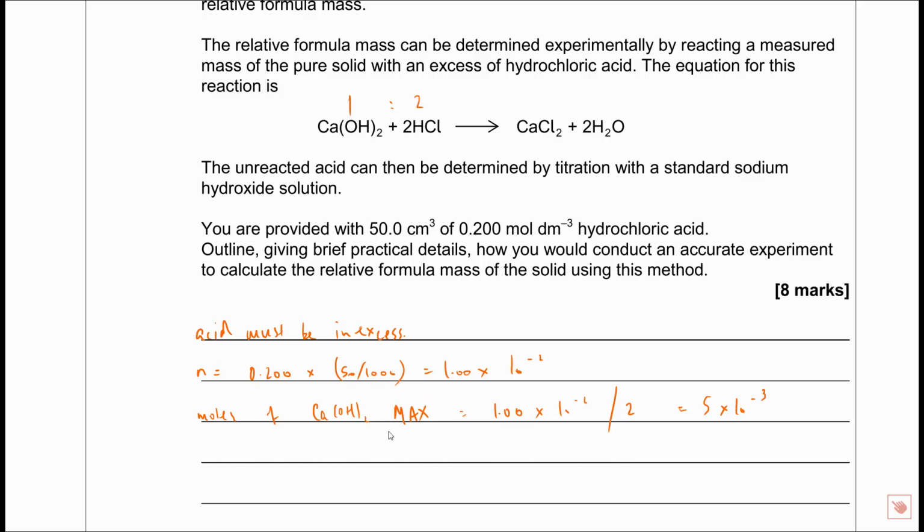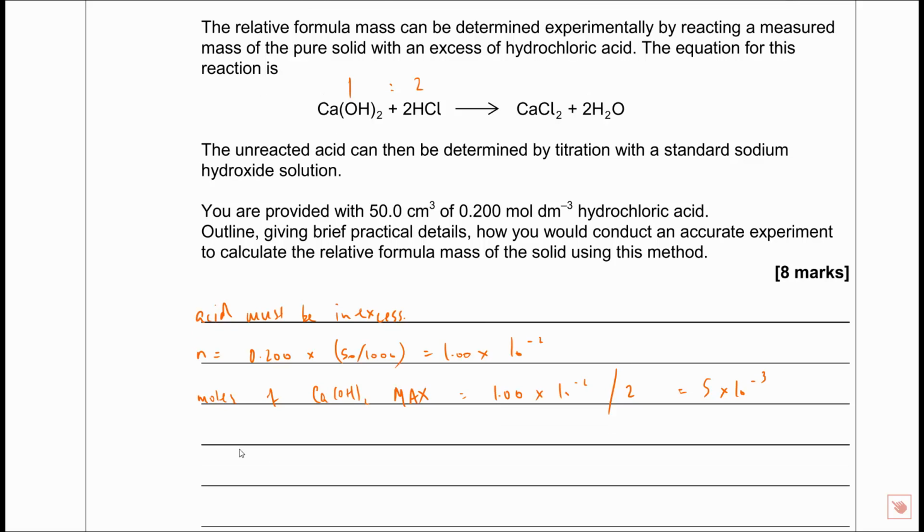When I say maximum here, really what you've got to make sure is that your moles of calcium hydroxide are less than this. I'll keep it as max. That's the maximum really, but it should be less than that. So we've got to work out the mass therefore of the solid as well.